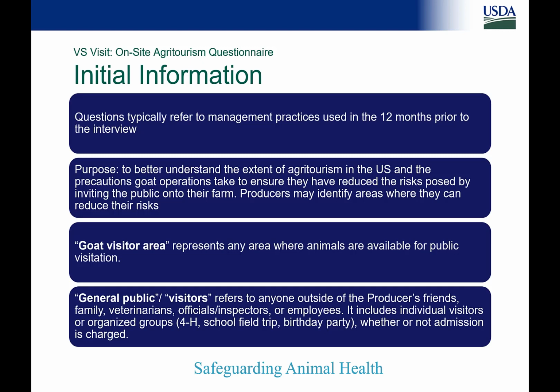A few more things on this slide. The purpose of this questionnaire is to better understand the extent of agritourism here in the U.S. and learn more about the procedures and precautions that producers should take if they're participating in agritourism. Another important definition: goat visitor area represents any area where animals are available for public visitation. What if a goat producer hosts a birthday party for their grandchild and the grandchild's friends? If they set up, say, a petting zoo where the children could pet the animals, that would count, and we would want to know more about that.